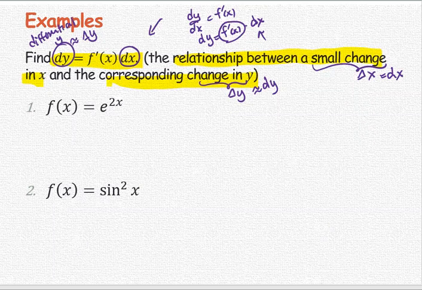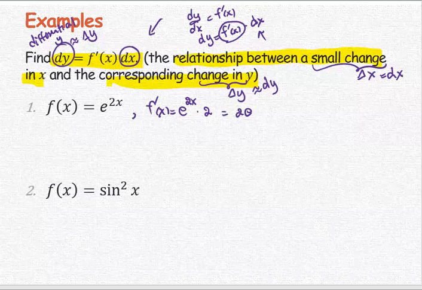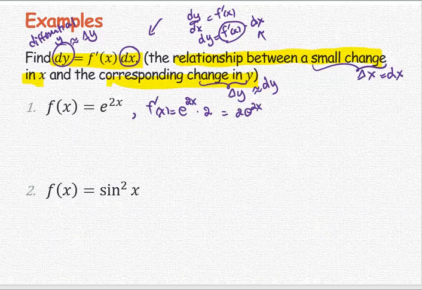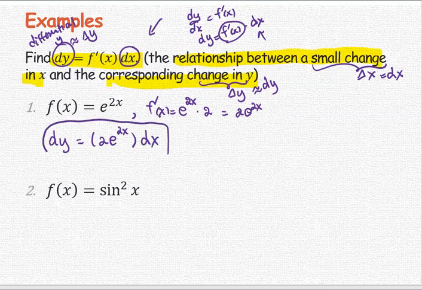You're going to find dy where f of x is provided. So starting with the first one, f of x is e to the 2x. Therefore, the f prime, using the chain rule, we get e to the 2x multiplied by the derivative of the 2x, which is 2. Or we can rewrite it as 2 times e to the 2x. After you get the derivative, the differential y is the derivative multiplied by dx. That's the answer.